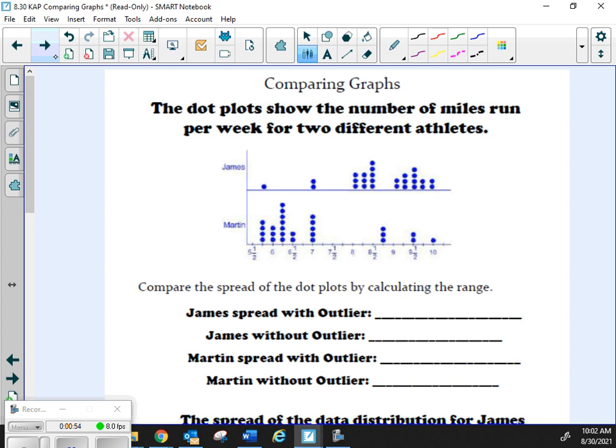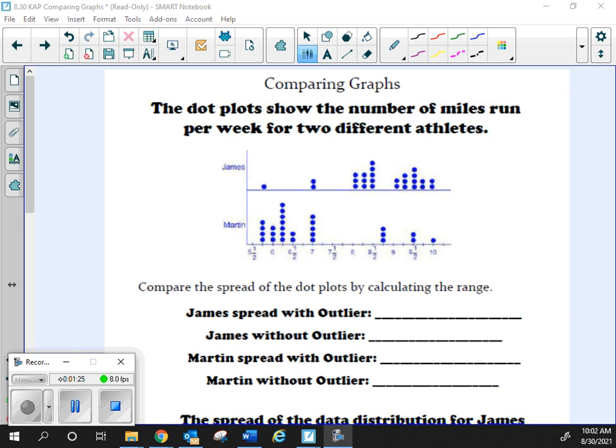We are going to compare the spread of the dot plots by calculating the range. How do we calculate the range? Raise your hand. Yes, ma'am? Do the highest value minus the lowest. Very good. So we are going to use the outlier on the first one, and then we'll do it without the outlier on the second one. So go ahead, look at James. Find his highest and lowest values. Raise your hand when you find that highest and lowest value.